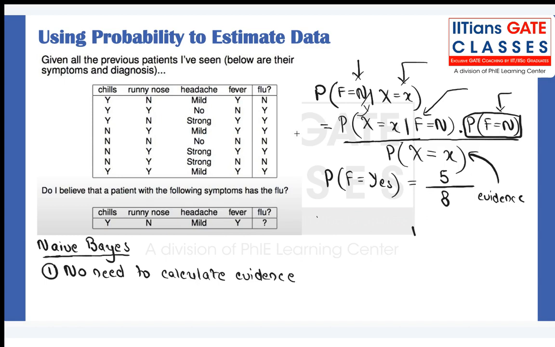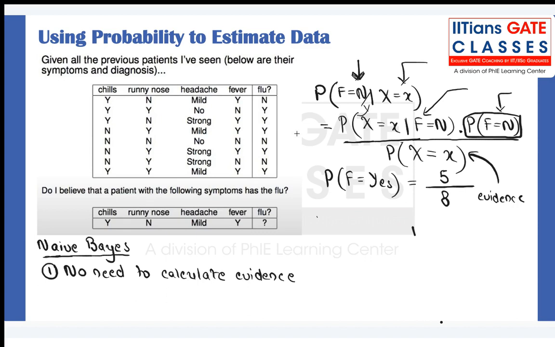But this is not the real probability. Whatever naive Bayes calculates is not the real probability, because you're not considering the evidence. To get the real probability, you will have to divide it by the evidence. But naive Bayes says that deciding whether the person has flu or not does not depend on the evidence. So that is why you can safely not calculate it.